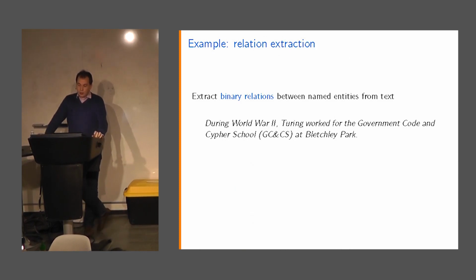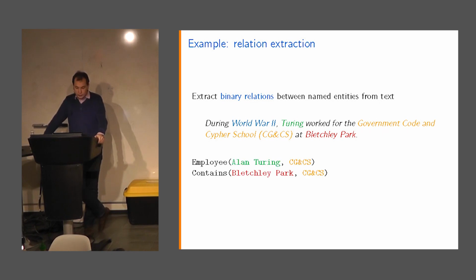And finally, you'd like to be able to extract relations between those named entities. So for example, in that sentence, you have a bunch of entities again. The kind of relation that you'd like to extract is the fact that Alan Turing was an employee of the Government Code and Cipher School, or the fact that this school was located at Bletchley Park.